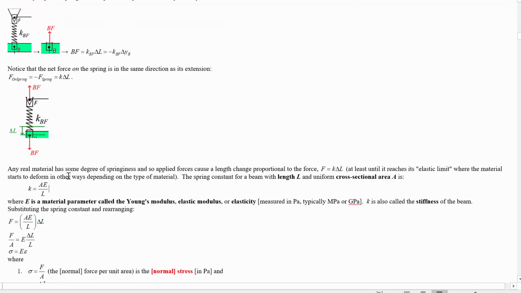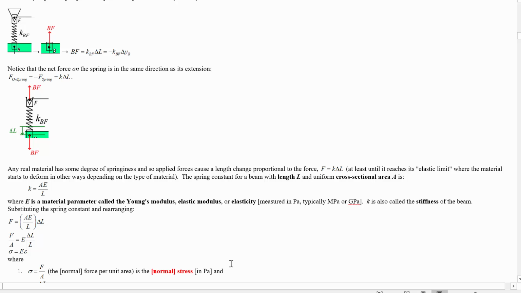Okay, so any real material, again, will behave with some degree of springiness, so applied forces cause a length change proportional to that force, at least when we're in the linear elastic region. The spring constant for a beam with length L and uniform cross-sectional area A turns out to be this. It's inversely proportional to the length of the beam, directly proportional to the cross-sectional area, and proportional to a material parameter called the Young's modulus or elastic modulus or even just elasticity.